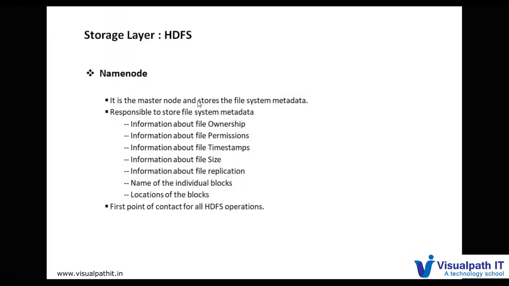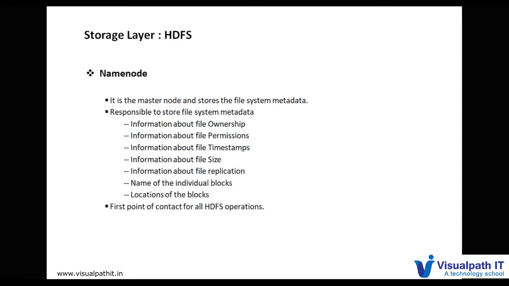You can see what is name node. Name node is the master node, and it is responsible for storing the file system metadata. What is that metadata? Metadata consists of information about the ownership of the file, the permissions of the file, and the timestamp, what time you copied. For example, if you copy a file now, based on the time, and information about the file size, 100 GB, 200 GB, 300 GB, and replication, what is the replication factor.